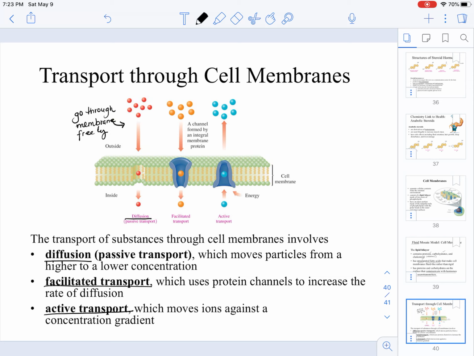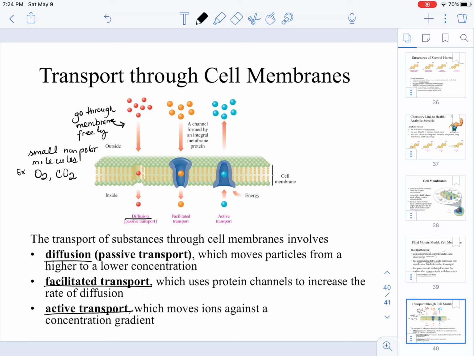What kind of molecules can undergo diffusion? Small, non-polar molecules. So for example, molecular oxygen and carbon dioxide can get into the cell by diffusion, okay?